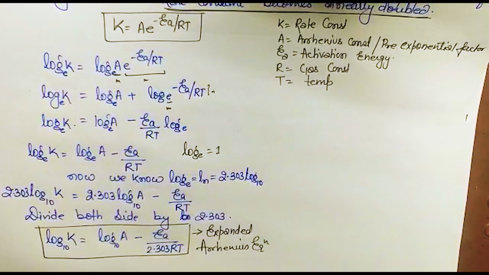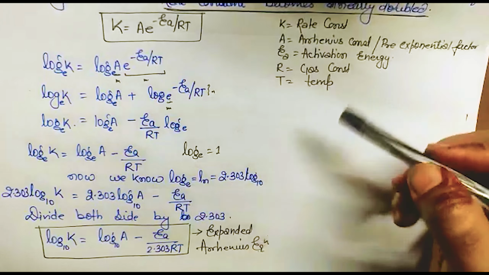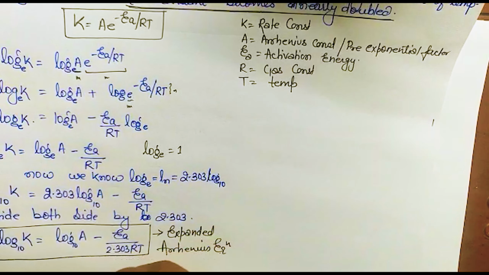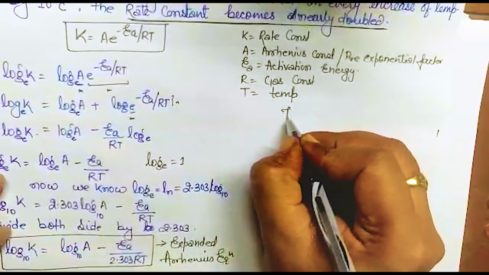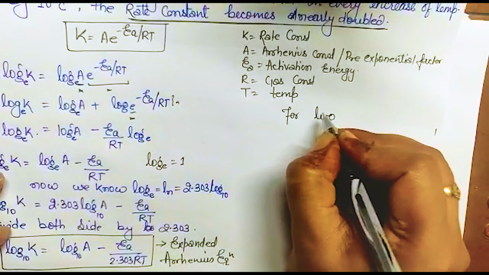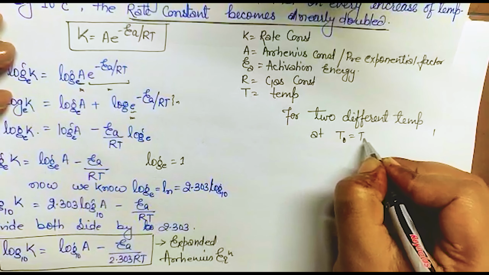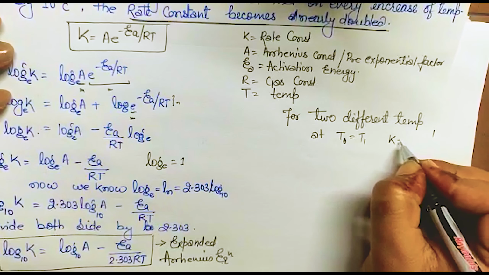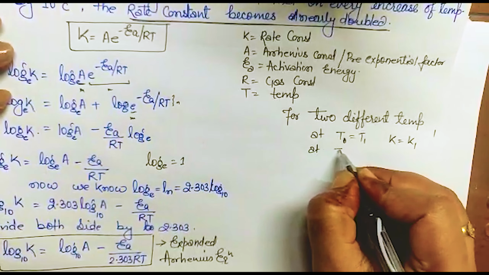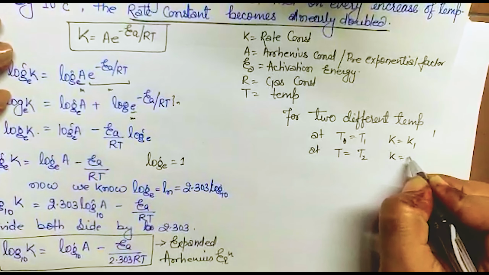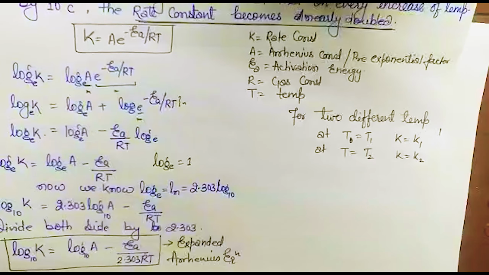Done. Another thing, I will explain all this activation energy later on. First, let me derive the formula. So if I am taking two different temperatures, okay, at temperature T equal to T1, the rate constant K is equal to K1. Can I write? And at T equal to T2, K is equal to K2. So can I write two equations like this?